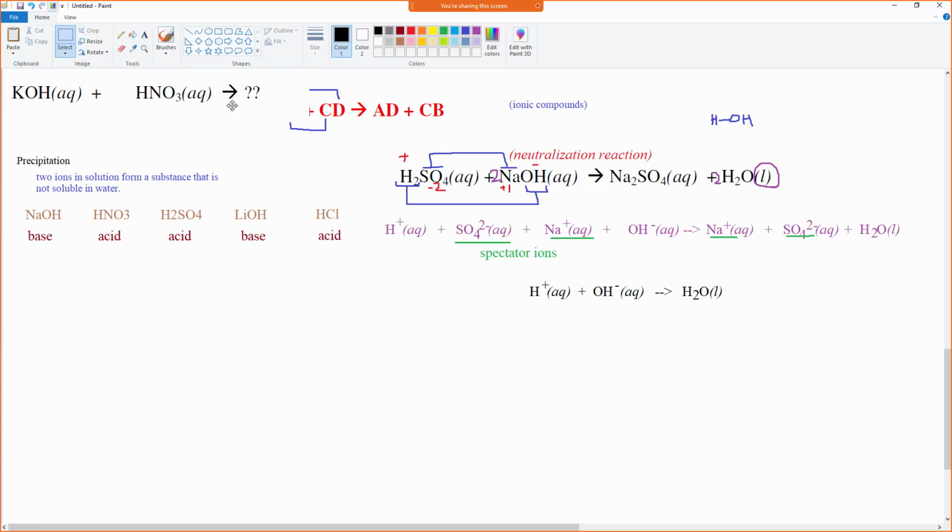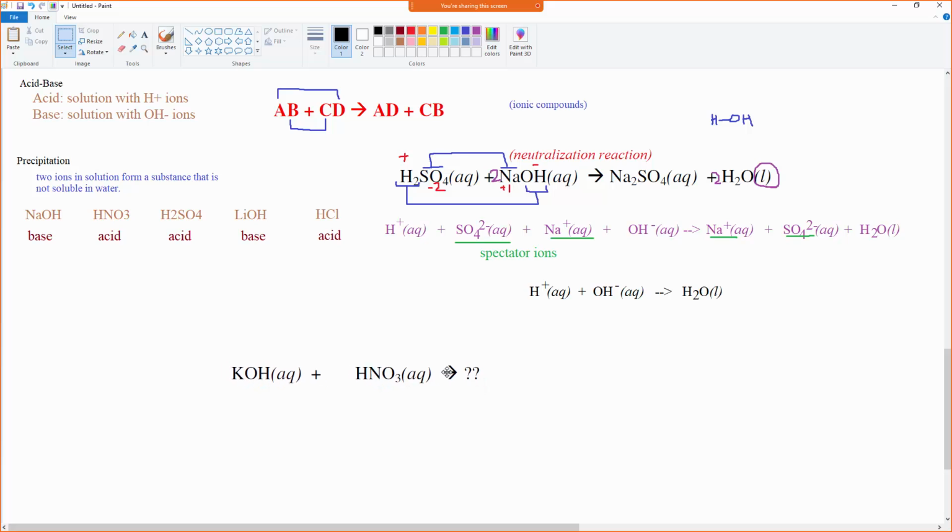Going to play the same game: predict the products, identify the spectators, reduce it to the net ionic equation. So what are my products here, and how do you know? Oh, Sarah's got a good question.